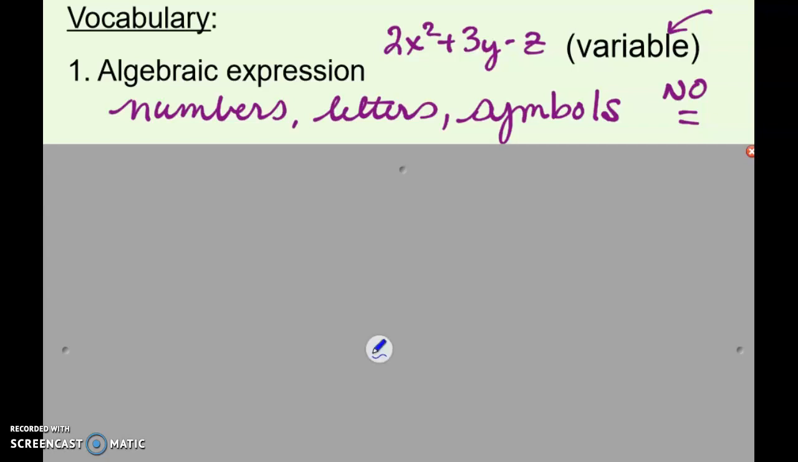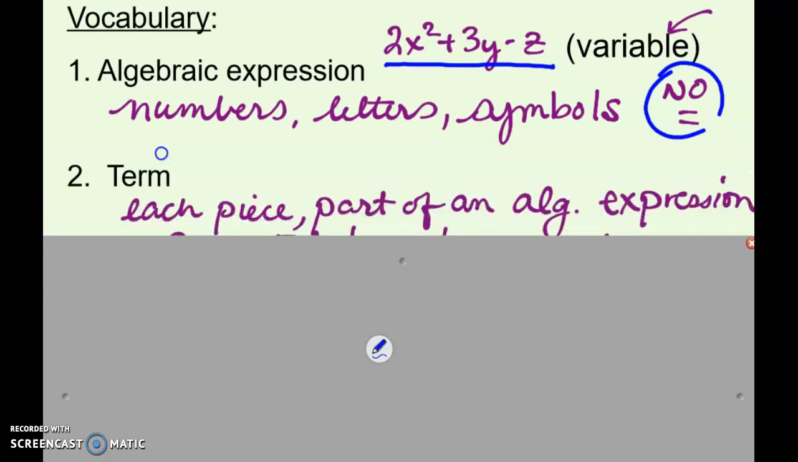I have 2x squared plus 3y minus z. That's an example of an algebraic expression. So I have some variables, I have some numbers, some plus and minus, positive and negative signs, okay? But it does not have an equal sign. So it's not an equation. It doesn't say it equals anything, just the numbers, letters, and symbols. Remember to pause if you need to while we're doing this if I'm going too fast, okay?